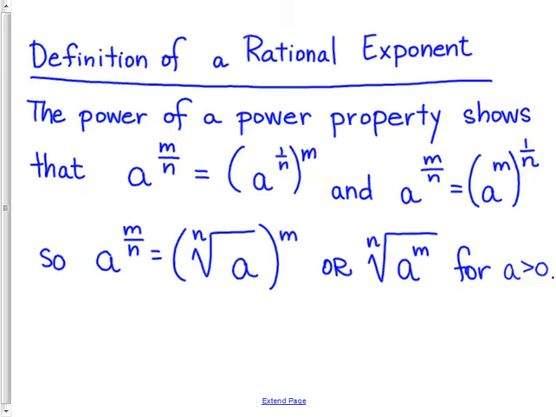All right, let's move on. The definition of a rational exponent. Rational means fraction, by the way. So a rational exponent means a fraction exponent, basically. Now let's read it in the all-powerful mathematical language. The power of a power property shows that a to the power of m over n is equal to a to the power of 1 over n, times m.